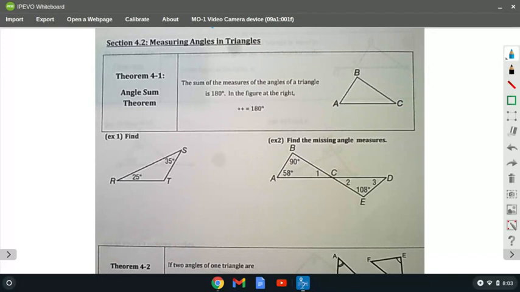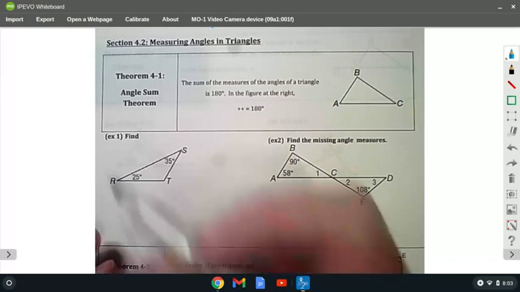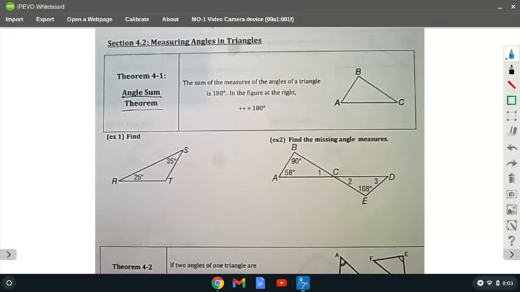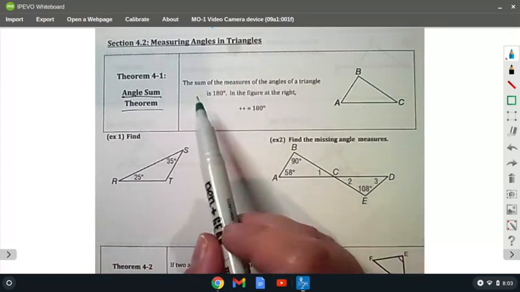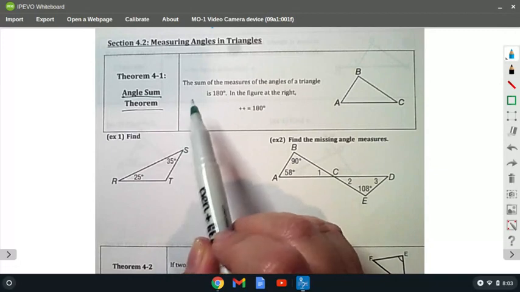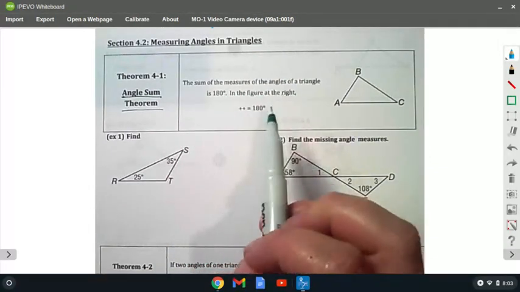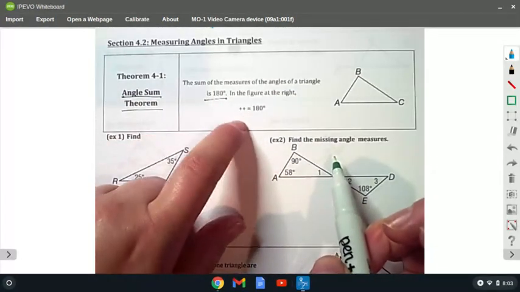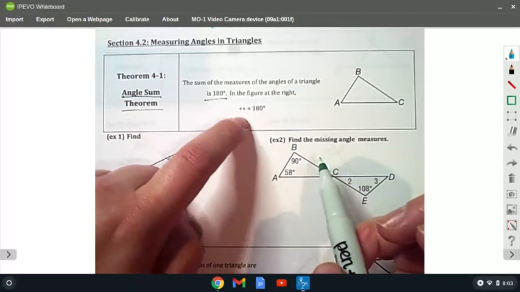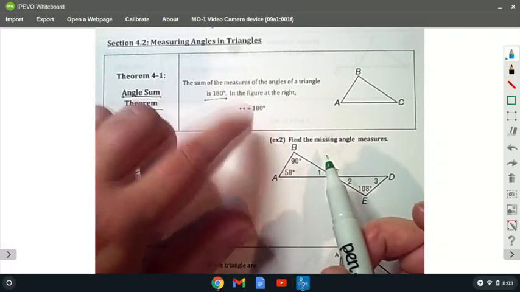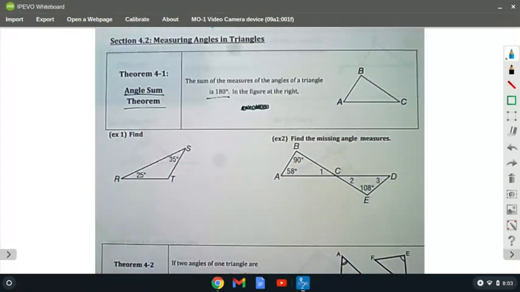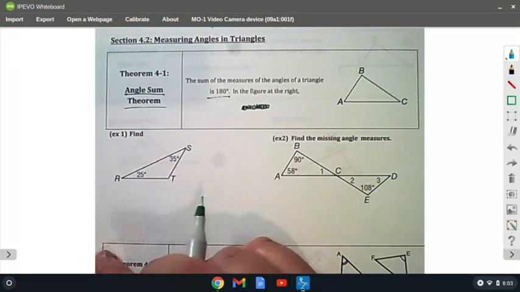So there's a few different theorems that we have to work with triangles. The first one is the angle sum theorem. We kind of talked about this last class. The angle sum theorem says that the sum of the measures of the angles of a triangle is 180 degrees. There's a little weird thing happening with the PDF. It happened when I printed it too, so I'm just going to fix this. It does it in every theorem, so bear with me.